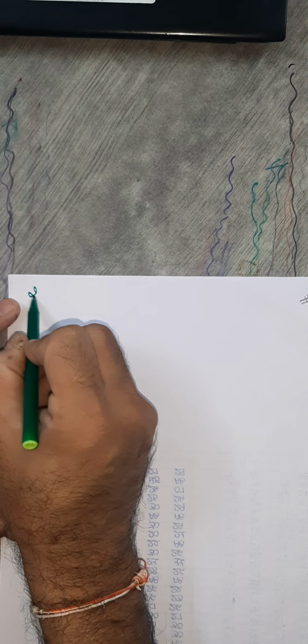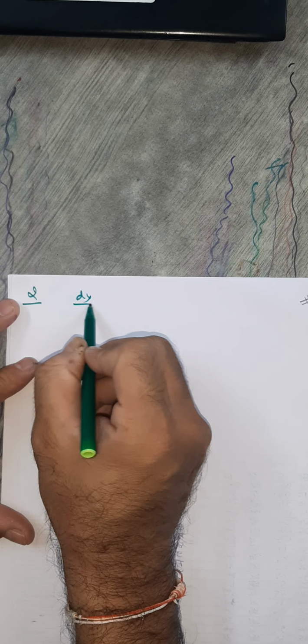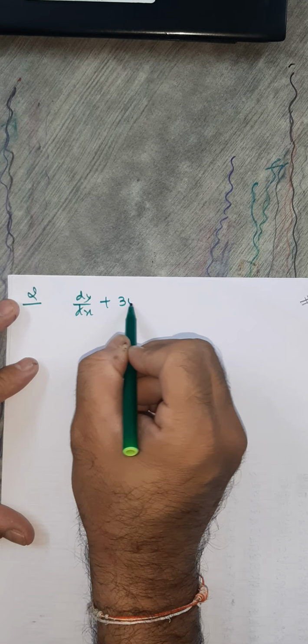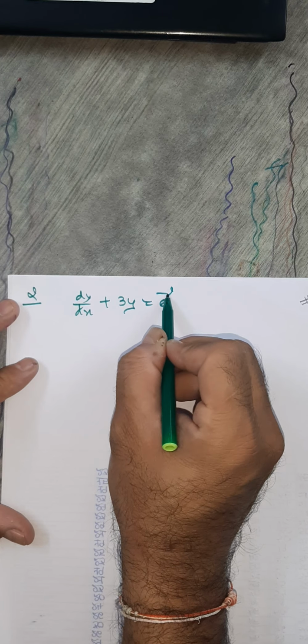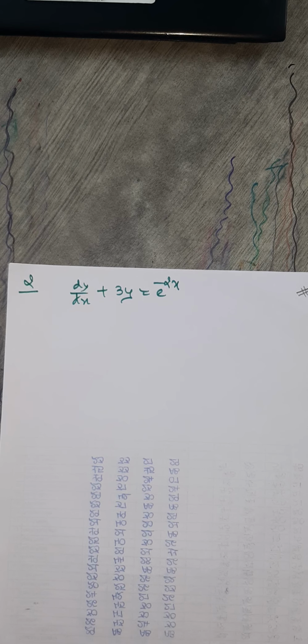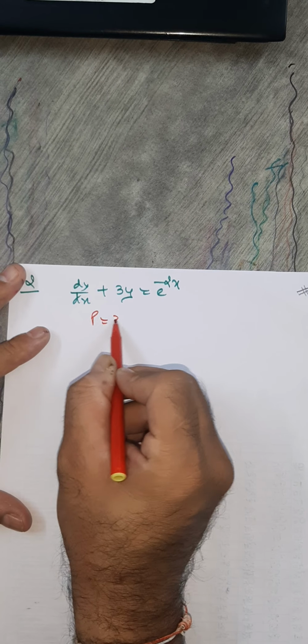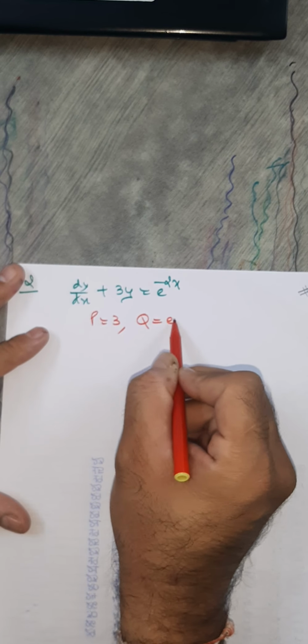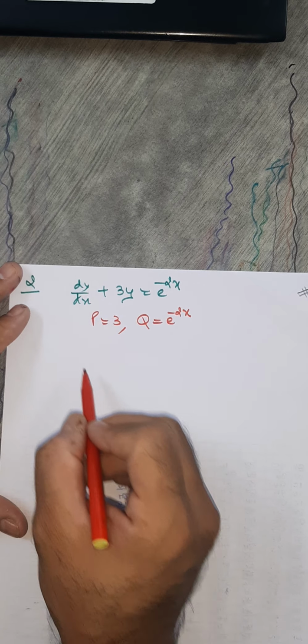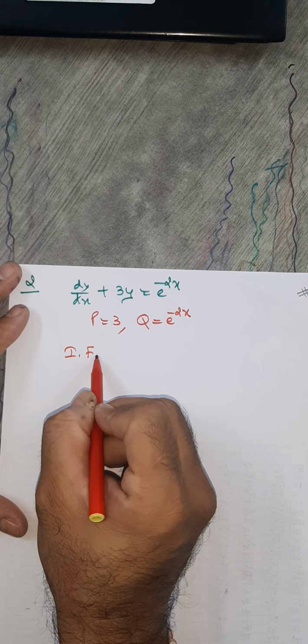Question number 2. Second question. Let's go to question number 2. dy by dx plus 3y equals to e raised to minus 2x. Ask yourself, is this linear differential equation? Compare with which one? dy by dx plus p into y equals to q. That standard form should be there in your mind, remember. So what is p here? P is 3, which is constant. What is your q here? E raised to minus 2x, right?